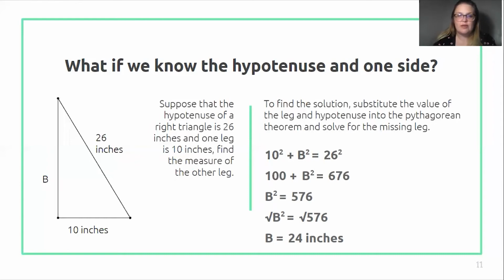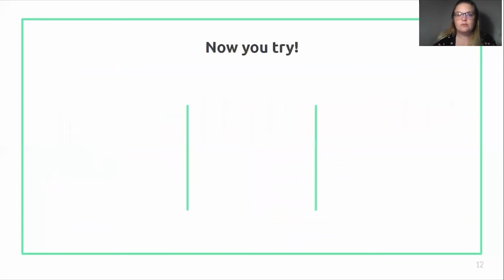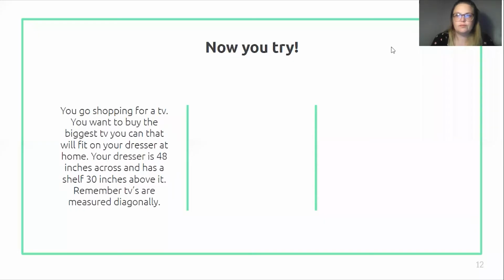So now we can see that we have all three values in our triangle. One leg is 10 inches, one leg is 24 inches, and the hypotenuse is 26 inches. So far we've used the Pythagorean theorem to determine if a triangle is a right angle. We've used it to solve for the missing hypotenuse, and we've used it to solve for one of the missing legs. Let's try this in an example of a problem that you might run into.